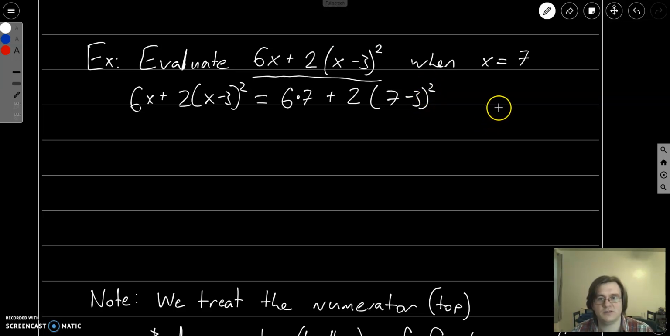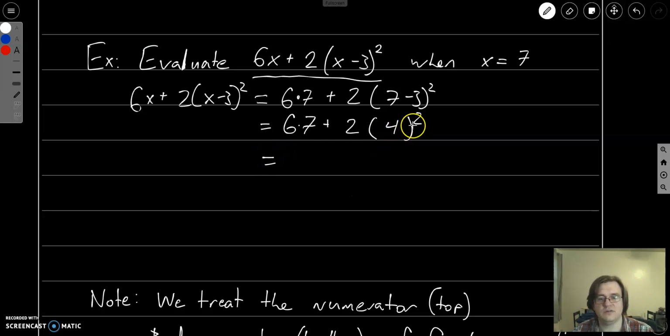So the first step is always to resolve anything inside of parentheses. Parentheses mean do this first. So I'm going to ignore the rest of this, and we'll resolve inside the parentheses. 7 minus 3 is in fact 4.